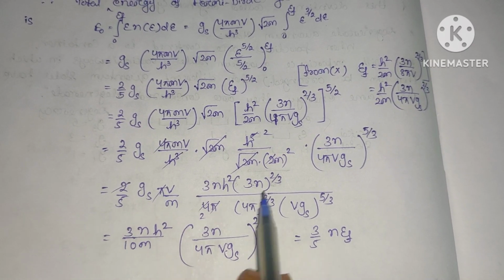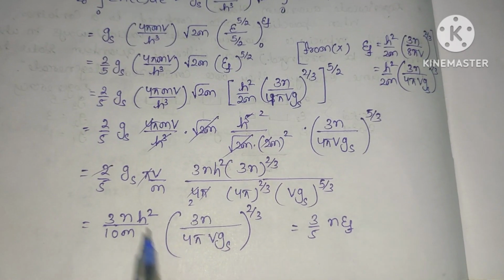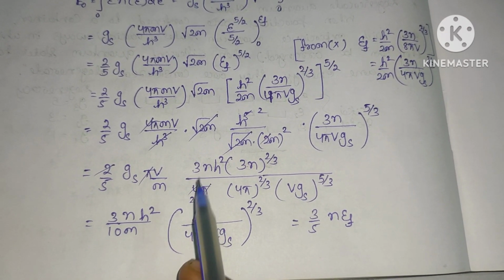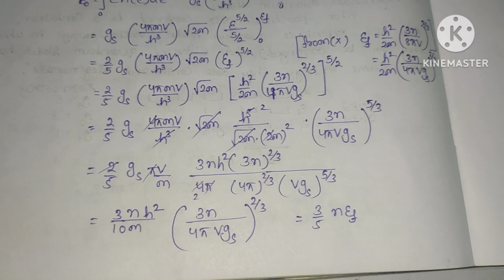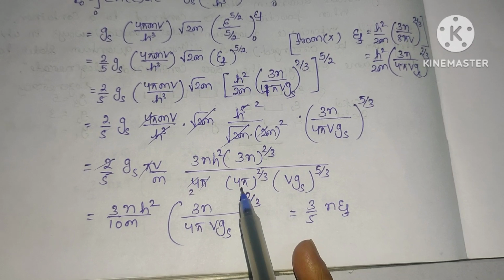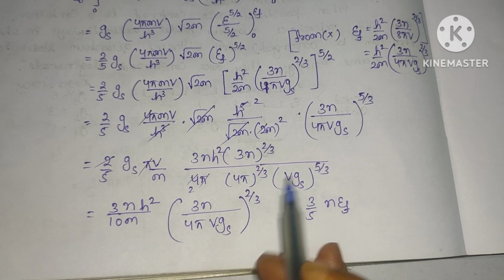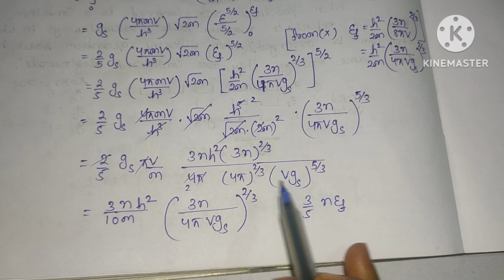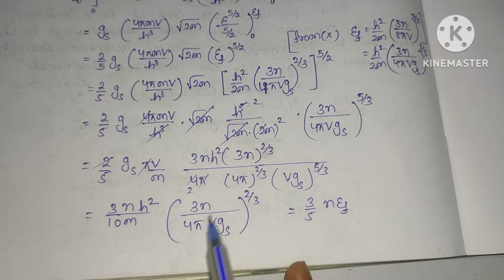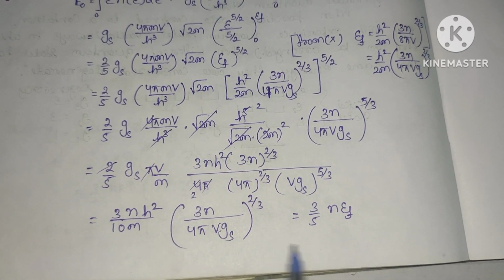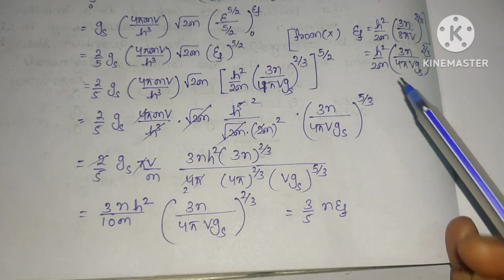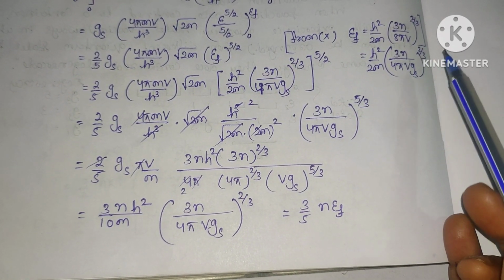Now this π will get cancelled with this π. The rest of the term is 3/10 into N h² divided by m into (3N/4πVg_s) whole power 2/3. Since here we have V g_s power 5/3 in the denominator and one V g_s in the numerator, 5/3 minus 1 becomes V g_s power 2/3. Now you can see this term, that is h²/2m into (3N/4πVg_s) whole power 2/3.